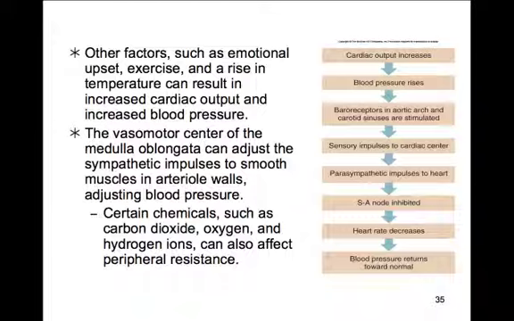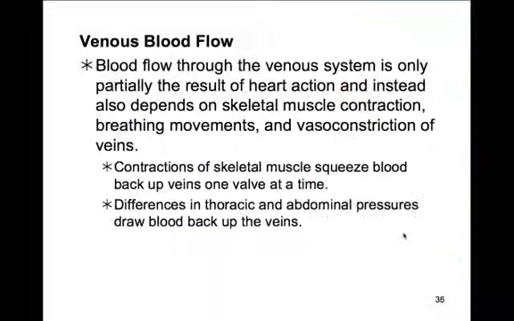Now, there's a vasomotor center in the medulla oblongata, and it can adjust the sympathetic impulses to the smooth muscles in the arterial walls and adjust the blood pressure. Certain chemicals, such as carbon dioxide, oxygen, and hydrogen ions, will be detected at centers within the circulatory system, and this can also have an impact on the peripheral resistance, how vasoconstricted or vasodilated the vessels are.